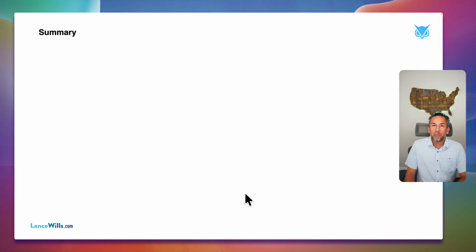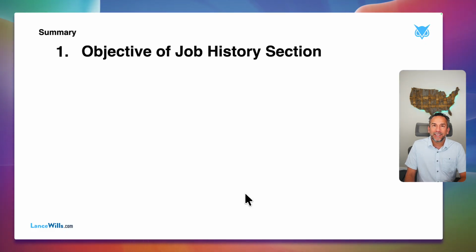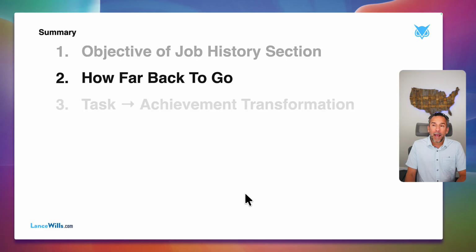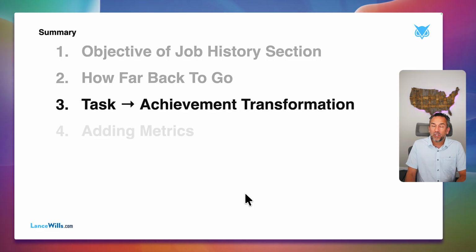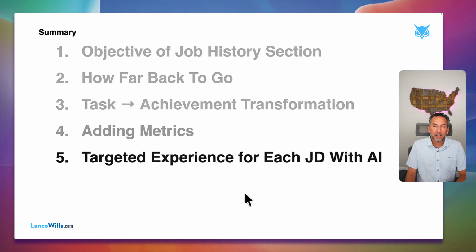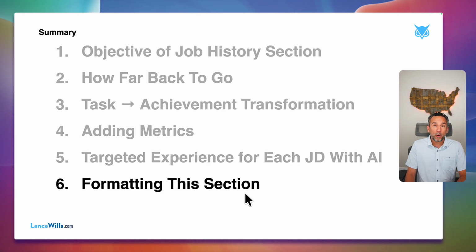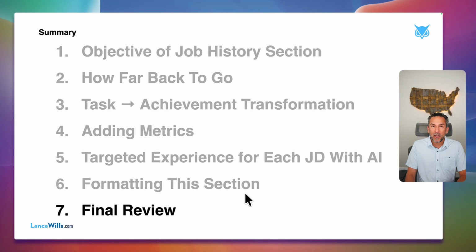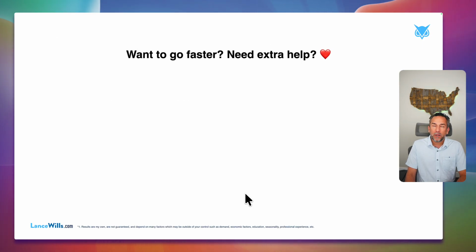Super. And in summary, here's what we covered today in this very, very rich, information-rich, and high-value lesson. We talked about the objective of the job history section, how far back to go. We talked about that task to achievement transformation, adding metrics, and target experience for each job description with AI as appropriate, as well as formatting this section. We did a live demo with ChatGPT and talked a little bit about final review. So again, very comprehensive overview of your professional experience summary, the most real estate intensive section on your resume.